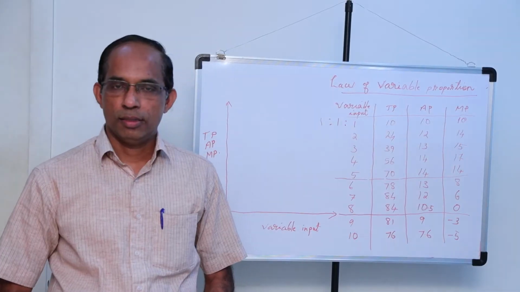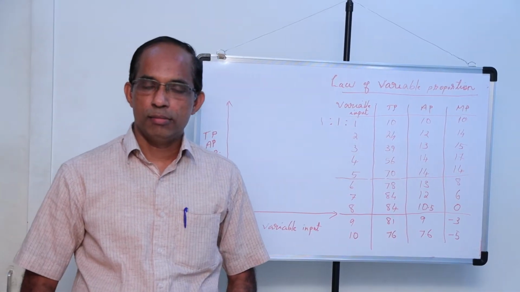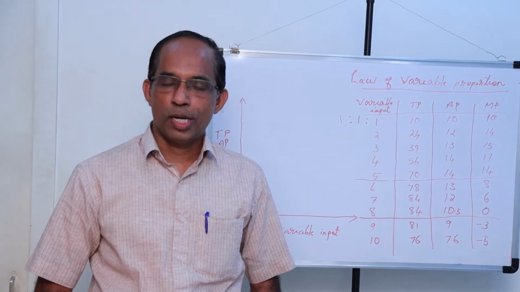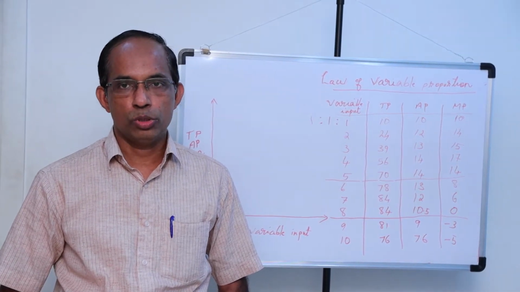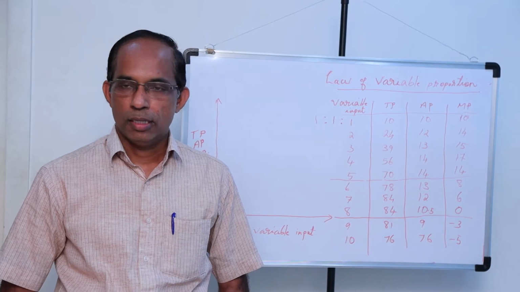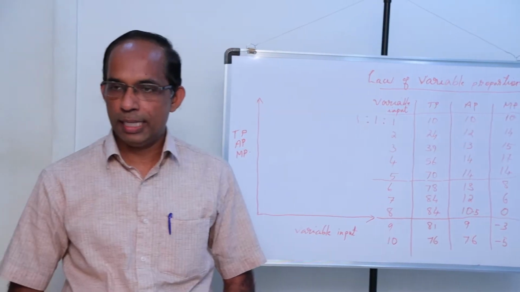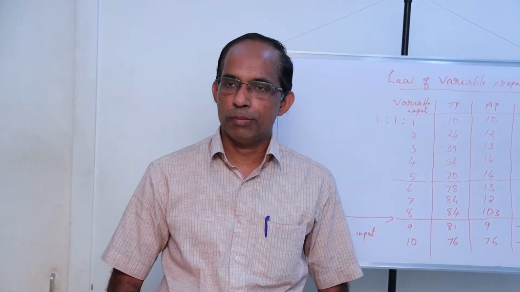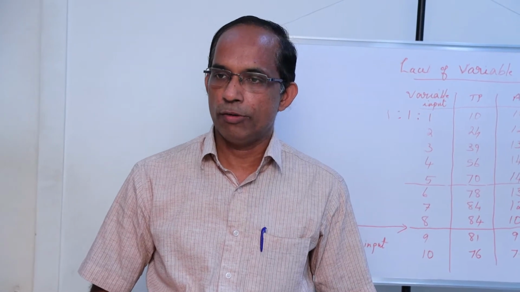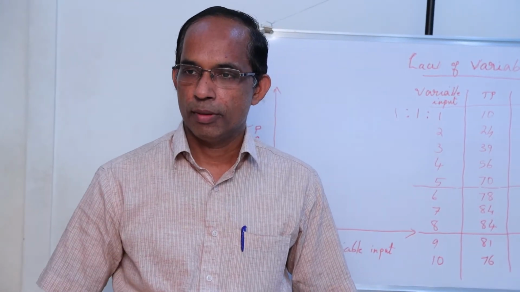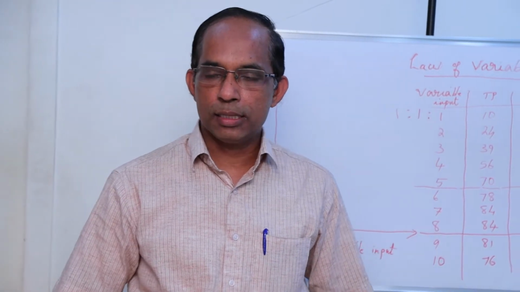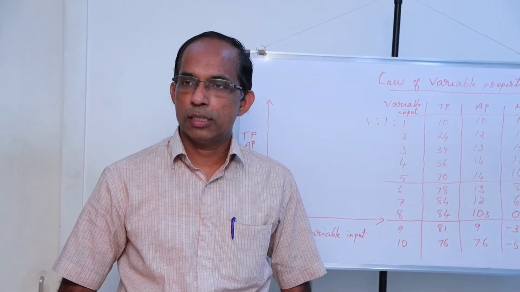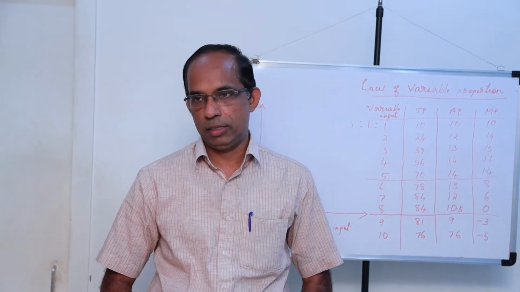Dear students, yesterday we studied short-run production function and three variables related to short-run production function. Can you remember the three terms related to short-run production function? Priya. Okay, very good. Total product, average product and marginal products.